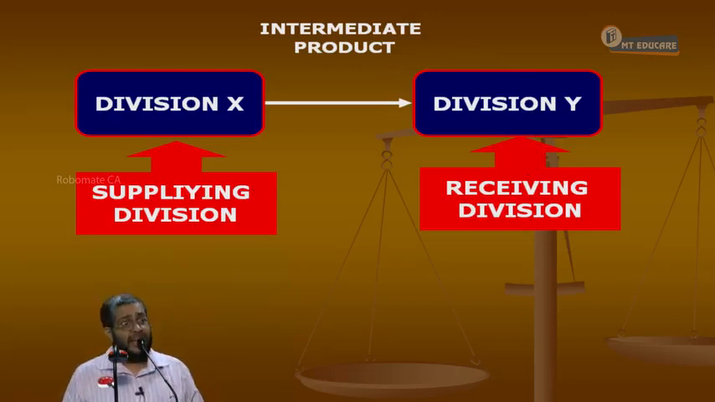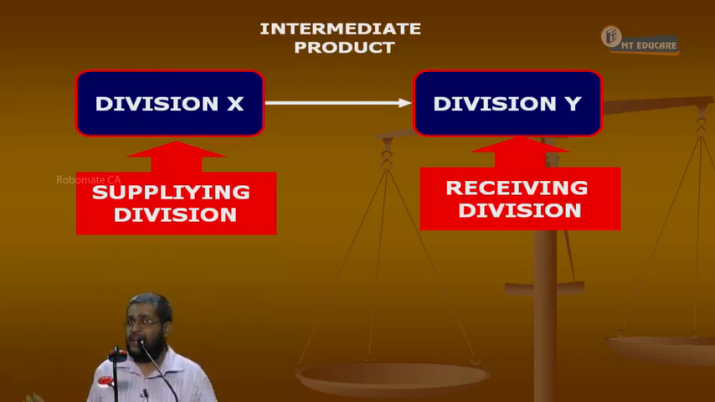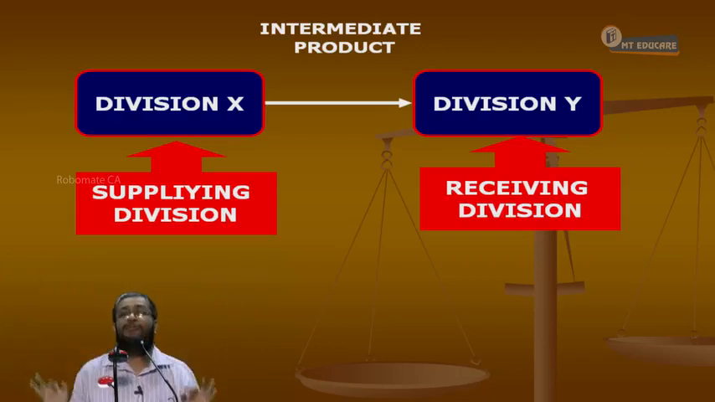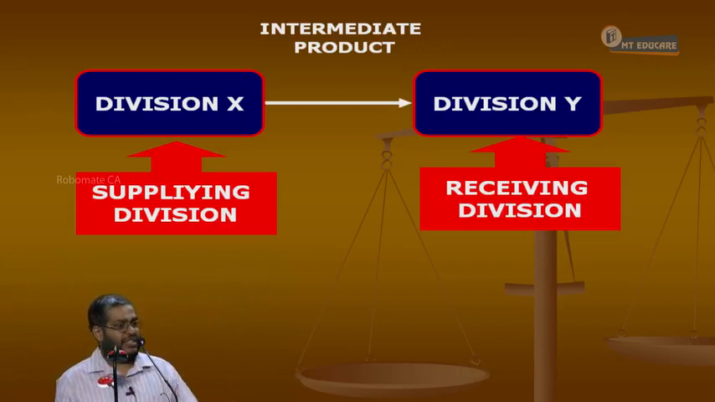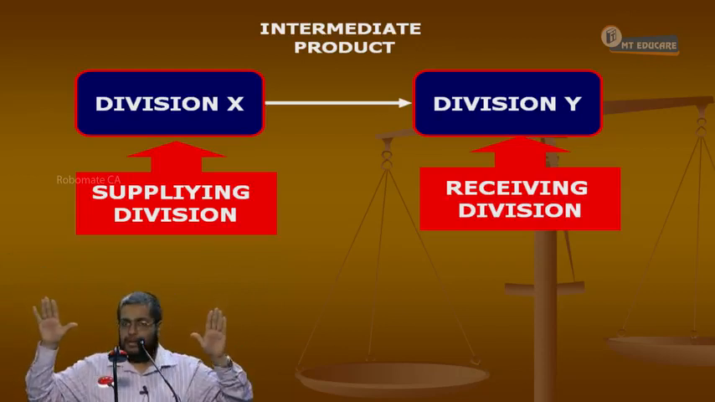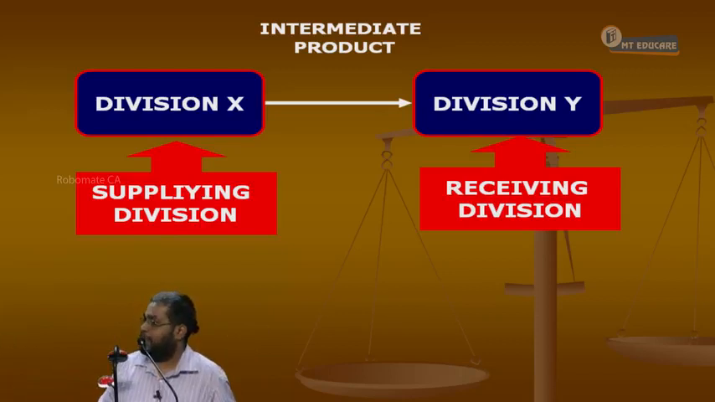Why profit center? Division Y sells a final product, so it will have sales, and also expenses to be incurred, so it is a profit center. Yes or no? Division X is a cost center or a profit center? Because it only manufactures work in progress, the intermediate product. It doesn't manufacture the final product, so it doesn't sell to outsiders. It is purely a cost center. So the supplying division is a cost center and the receiving division is a profit center. This is the first position.